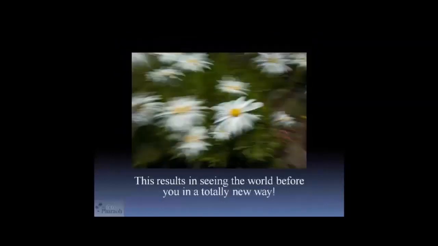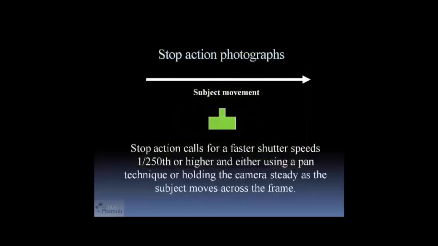Same thing with these daisies. As the daisies blow in the wind, the camera is moving with them at a slow shutter speed to create the effect of motion. This is using your camera in a different way than most people ever think about.